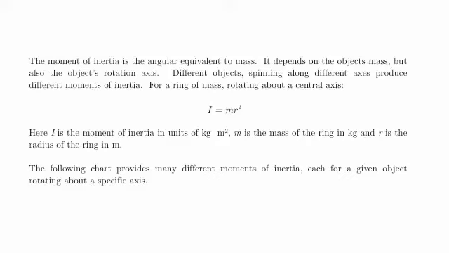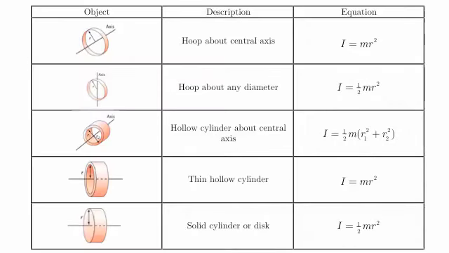We've got a chart over the next couple of pages that provides the moments of inertia for different objects. Let's take a look at a couple of them. As we just discussed, the hoop about a central axis, there's a little diagram of it, spinning about its axis, I is equal to mr squared. If instead we take an axis that is a diameter of the hoop and spin it around that axis, in the next one down, I changes to 1/2 mr squared.